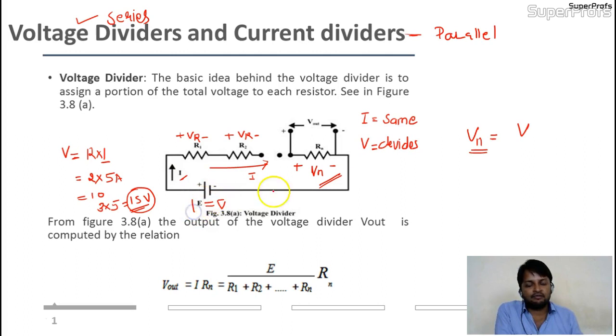This is the source voltage. Source voltage multiplied with the corresponding resistance, meaning the resistance across which you want to calculate the voltage value. So Vn, you are calculating for Rn. So multiply the source voltage with Rn, divide by the summation of the series combination of all the elements R1, R2, up to Rn, like this, simple. Is it okay to you people?